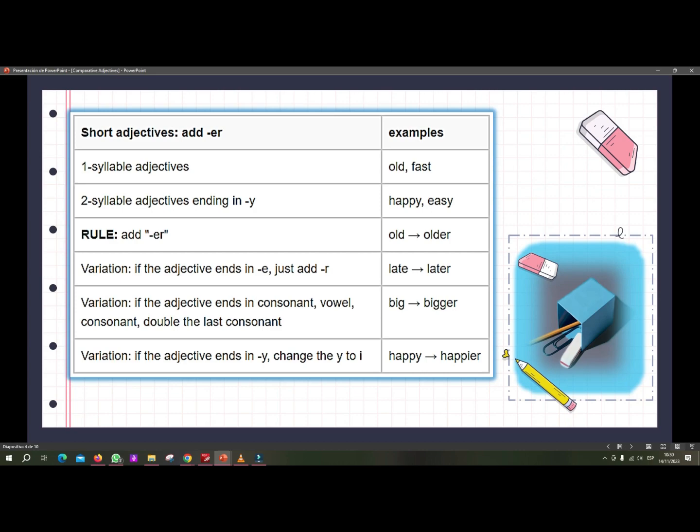Happy, happier, right? Este caso es un adjetivo de dos sílabas, ¿verdad? Pero como termina en Y, entonces usted le cambia esa Y por I, ¿verdad? Y le agrega ER para así hacer la forma comparativa.